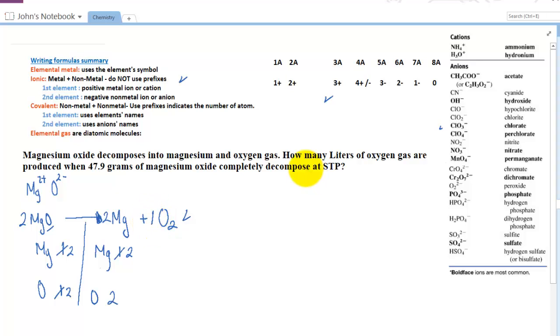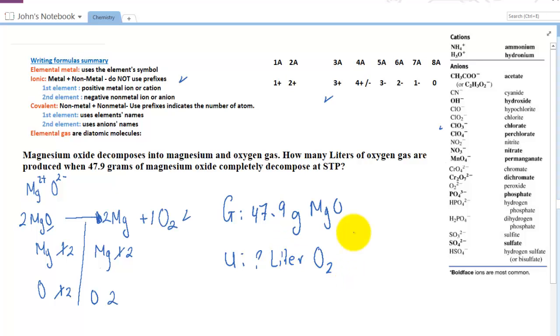Let's continue. The second part asks us, how many liters of oxygen gas are produced when 47.9 grams of magnesium oxide completely decomposed at STP? So your given could be, in this case, 47.9 grams of MgO. And we are looking for the liters of oxygen. So we have liters of oxygen gas, O2.